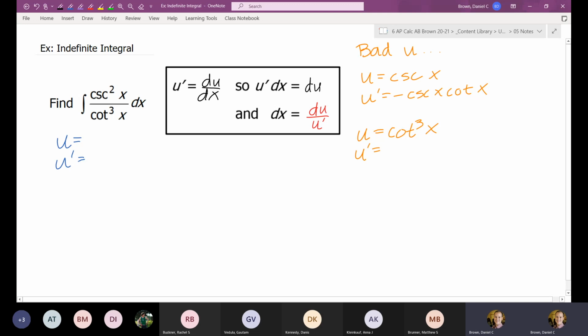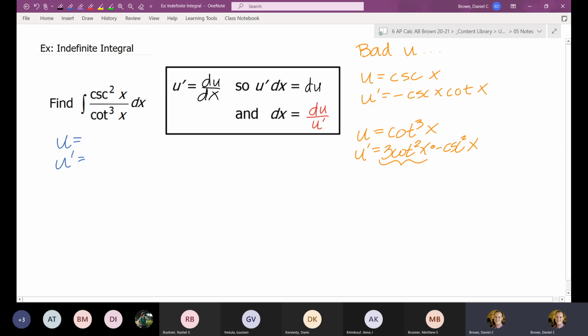You still have to do all your derivative rules. Those aren't going away. The derivative of cotangent cubed would be 3 cotangent squared of x times the derivative of cotangent, which is negative cosecant squared of x. It looks like it might be somewhat useful, like the problem had a cosecant squared, but you have all this extra stuff that's going to make it more complicated.